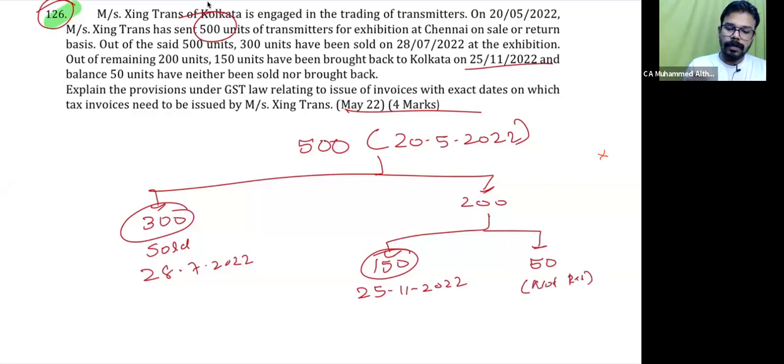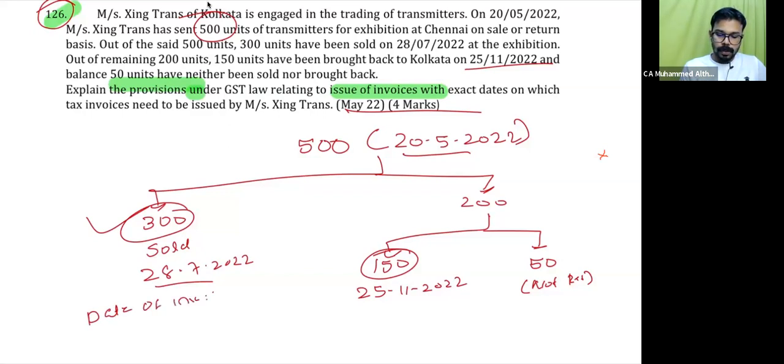So they are asking not about the time of supply. They are asking to explain the provision relating to issue of invoice. They are simply asking when to issue invoice. That's it. So the first case, 300 units have been sold. So that means it was actually sent on 20th May, but it is actually accepted on 28/7. Within 2 months they have accepted. So what is the date of invoice? What should be the date of invoice, or what is the last date of invoice, everyone? 28/7/2022. That's it.